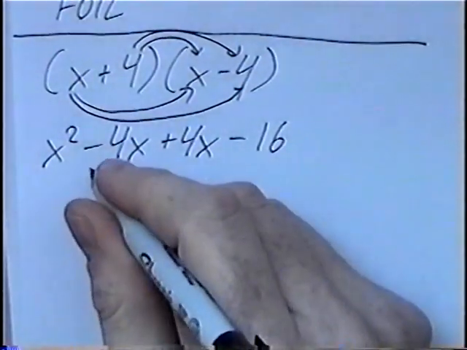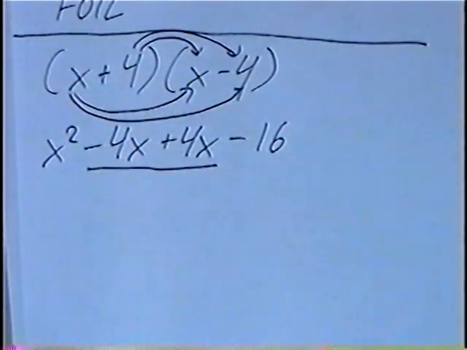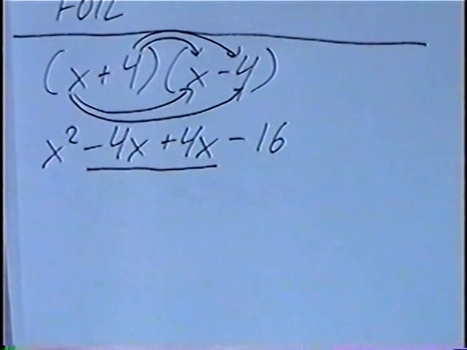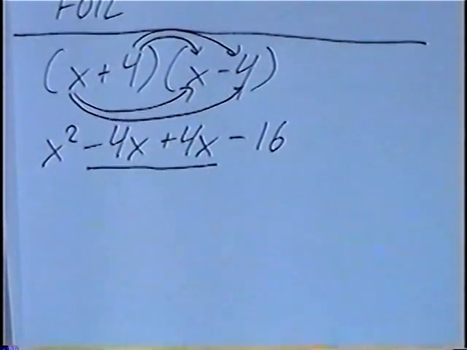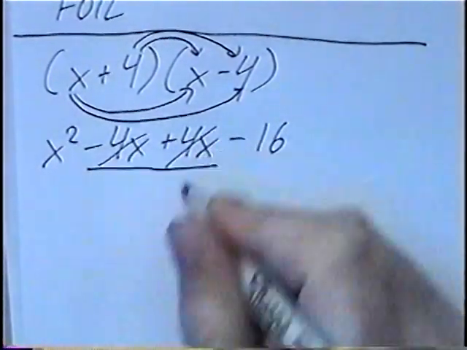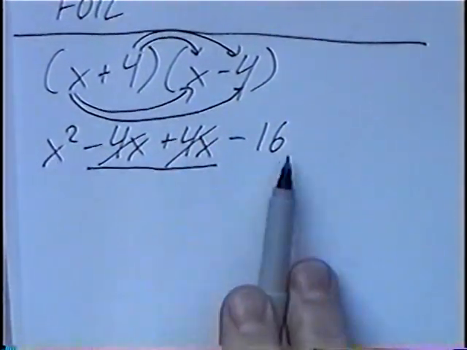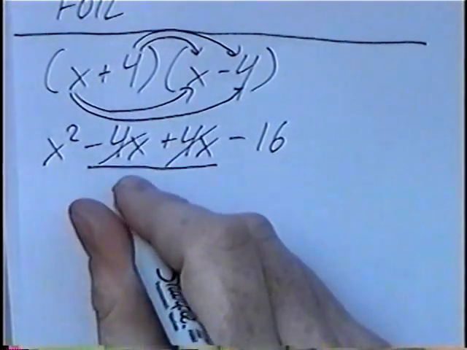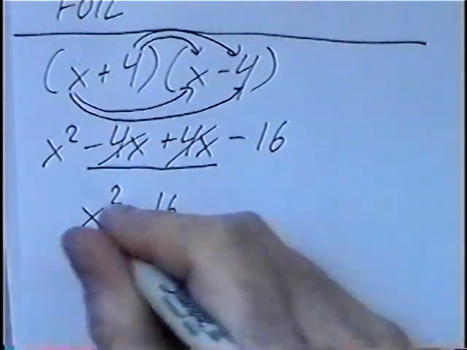When combining like terms here, the middle terms are exactly the same, but they're opposite signs. Negative 4x plus 4x would cancel out and be 0. And we'll be left with just the first term and the last term, which is x squared minus 16.